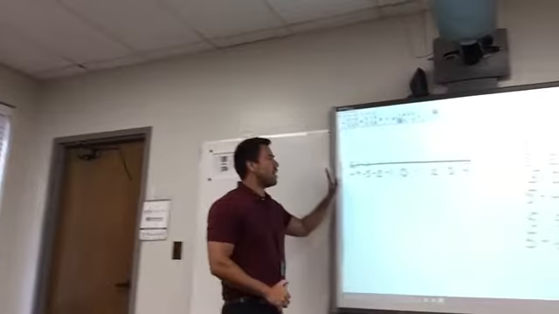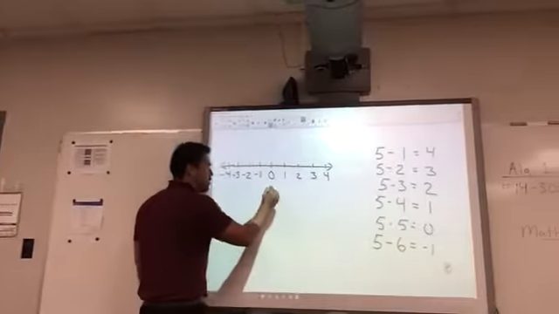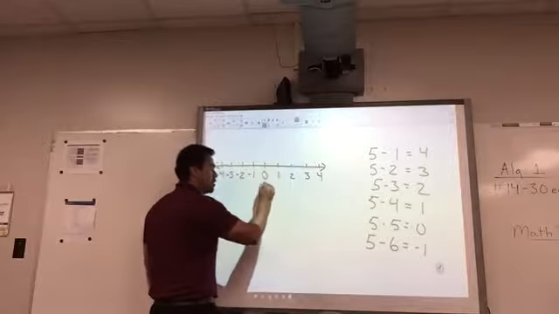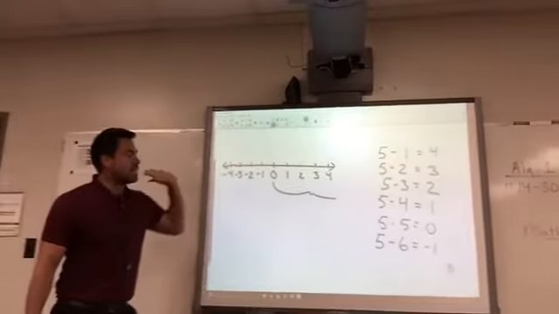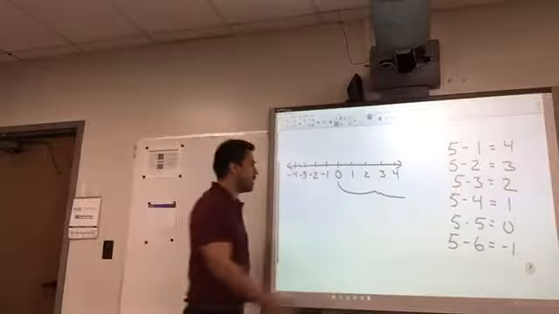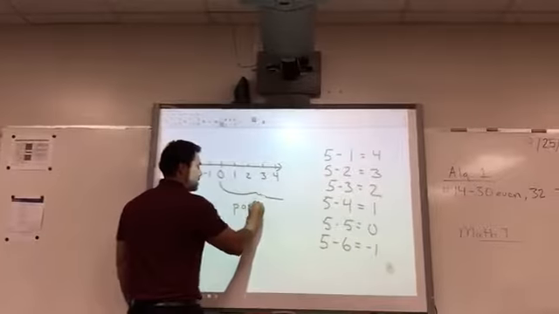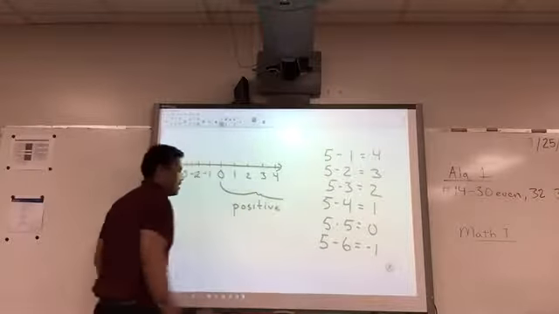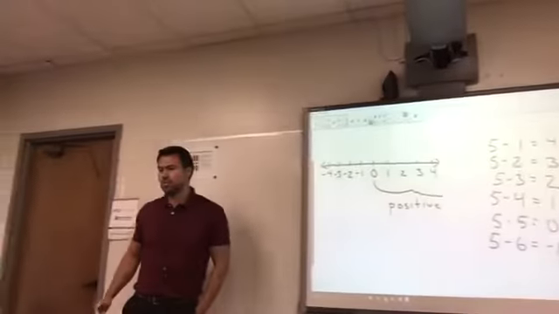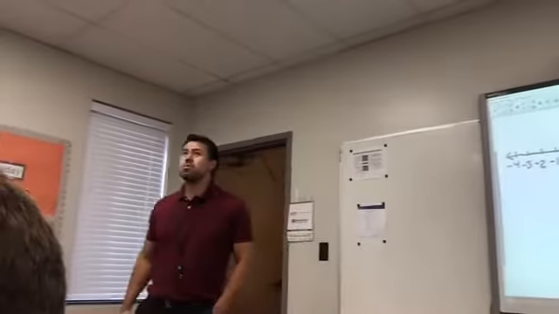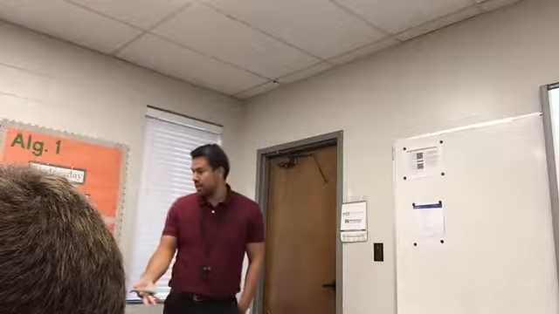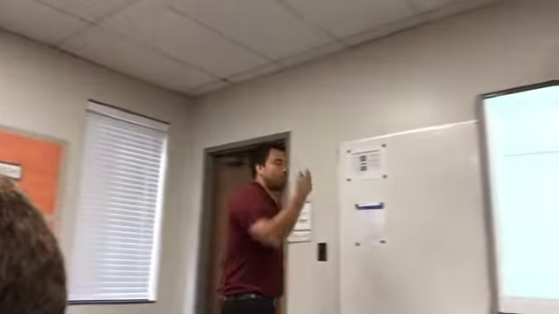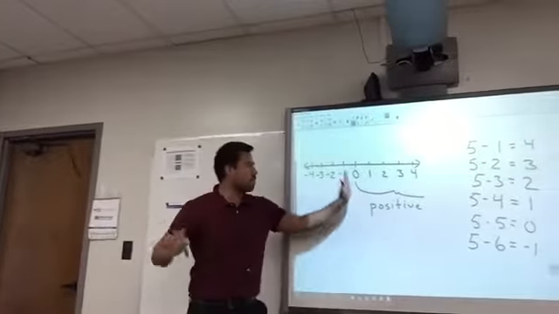So I want to classify these numbers right here from 0. After 0, the numbers to the right, we call these positive. So can I define positive this way? Positive numbers are all the numbers that are greater than 0. Is that okay to say? Yes. All the numbers that are greater than 0 are positive. You okay with that? The number line shows it.